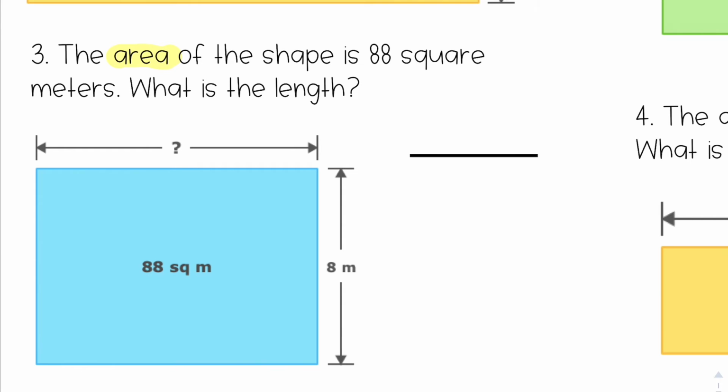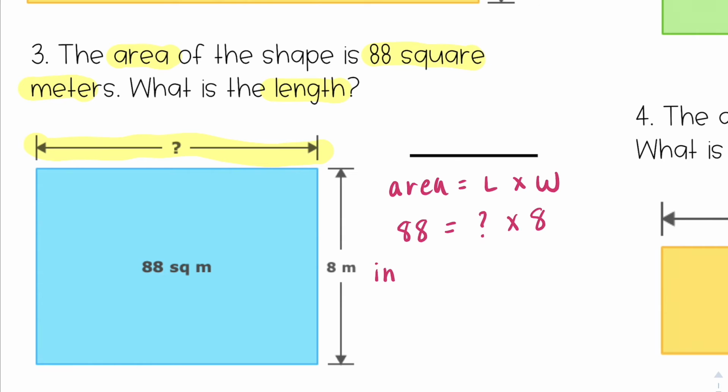I'm still using area, so I'm going to use the formula of length times width. I know the total area is 88 square meters, but I'm missing the length. So I have to figure out this time what the length is equal to. I know area, again, is length times width, and I'm given the width. So my total area is 88 square meters, equal to the length, which I don't know, times 8.